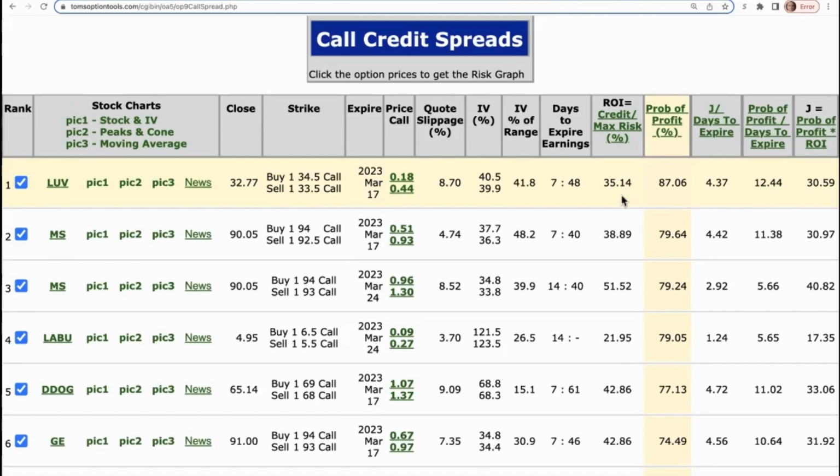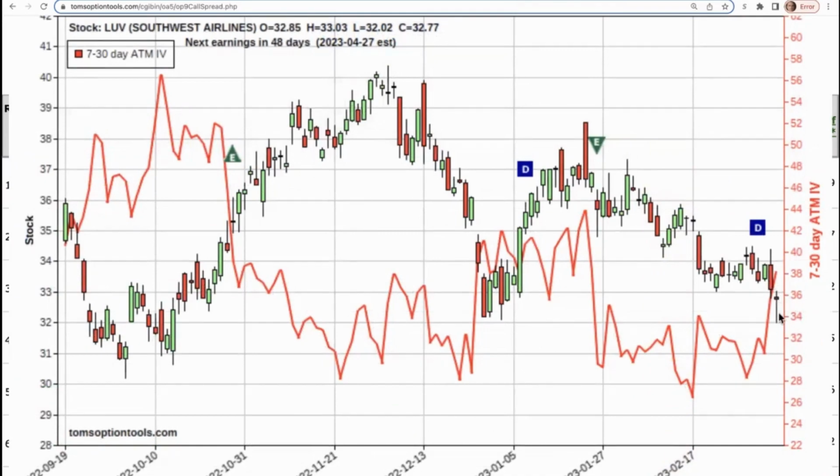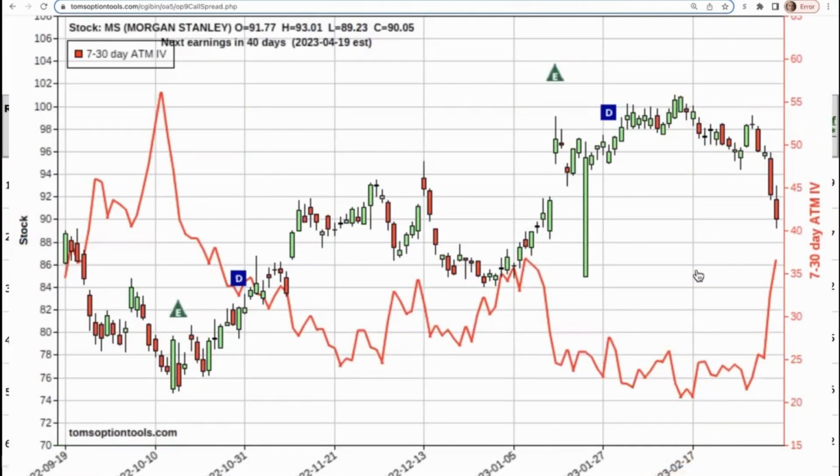So when you run the scanner, it gives you the stock, various pictures, the stock and the IV. Southwest Airlines had a lot of volume here on this day. The IV's rushing. That's the kind of stuff we want. Here's Morgan Stanley. Let's take a look at this. Ooh, I'm trying not to get excited.